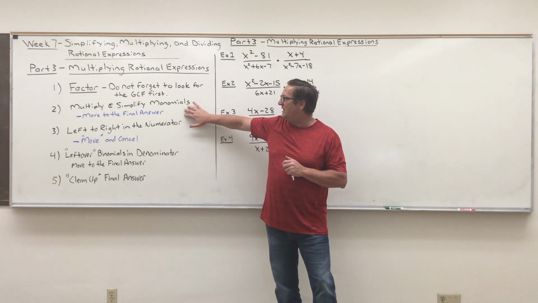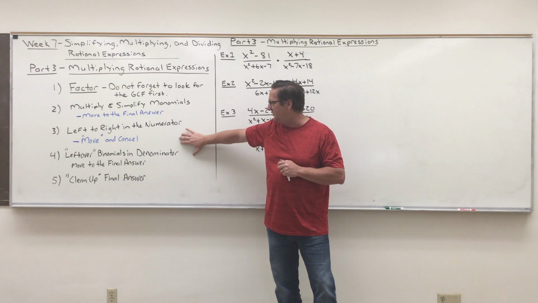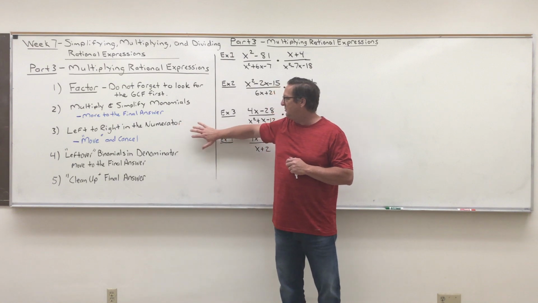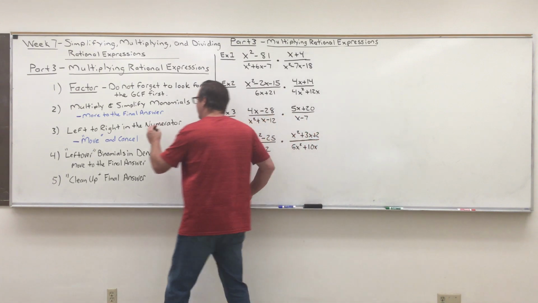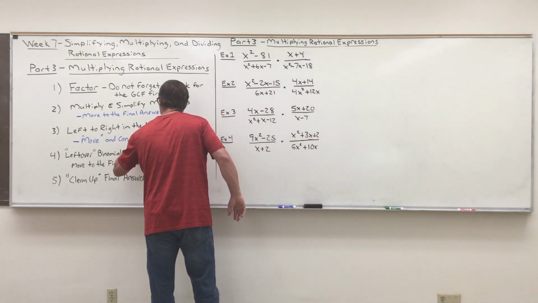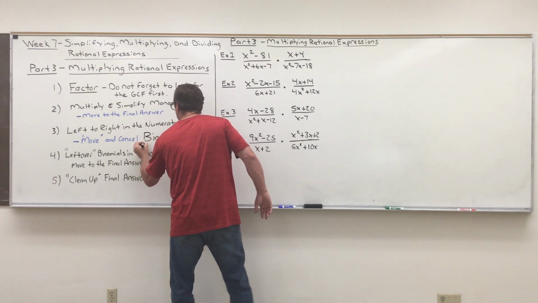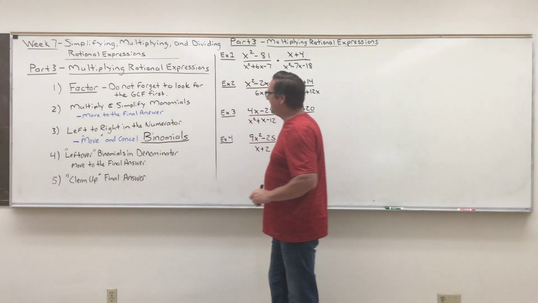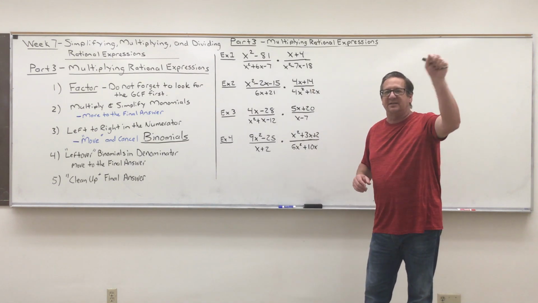I think the easiest thing to do is to multiply and simplify the monomials in your problem. And then we work on the binomials. Okay? We're going to go left to right in the numerator, move and cancel. And that is going to be our binomials.